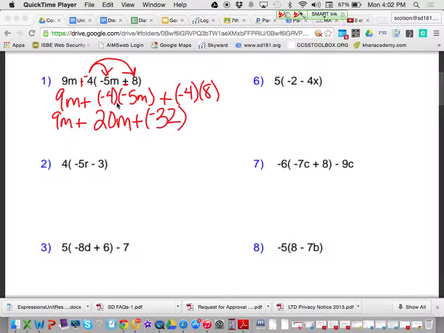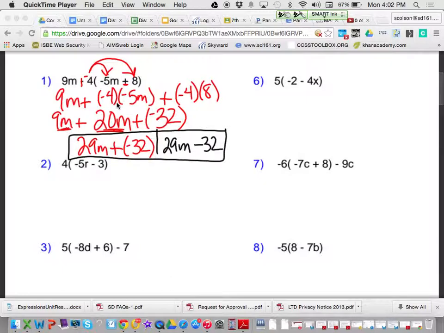9m plus 20m, I can combine these because they are like terms. I know they're like terms because they have the exact same variable. 9m's here and 20m's here is going to give me 29m, and then I have plus negative 32. Or it could be 29m minus 32. Either one of these are absolutely correct.